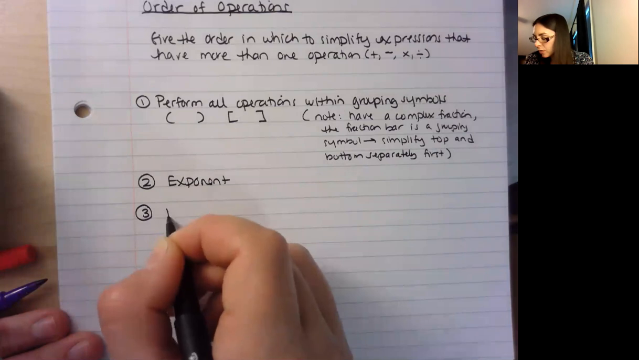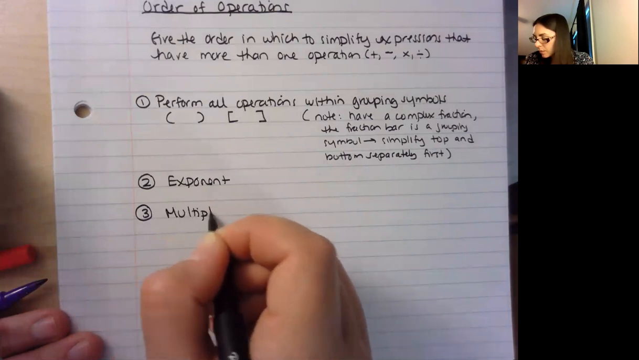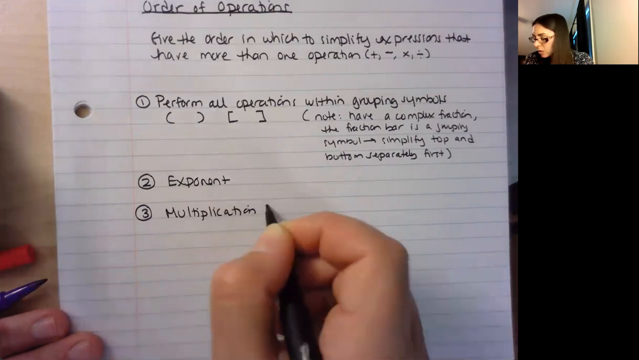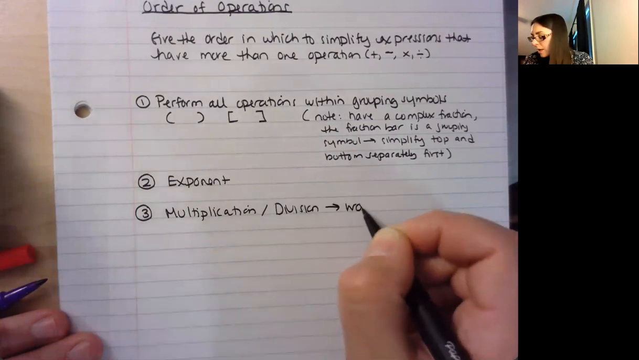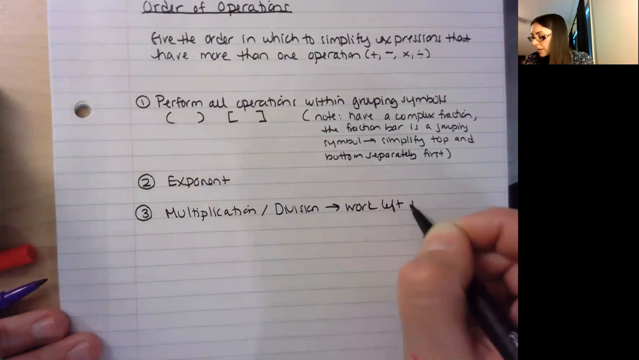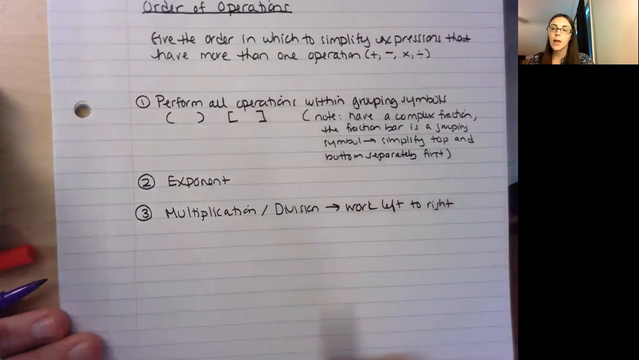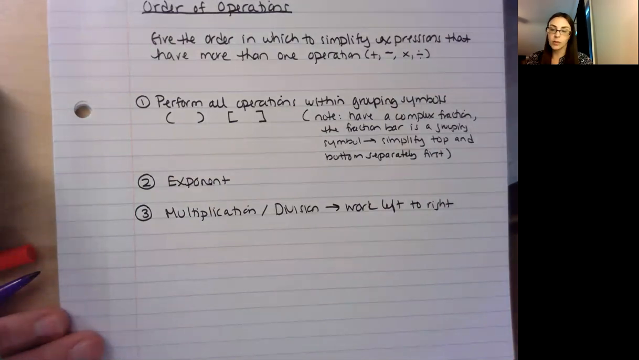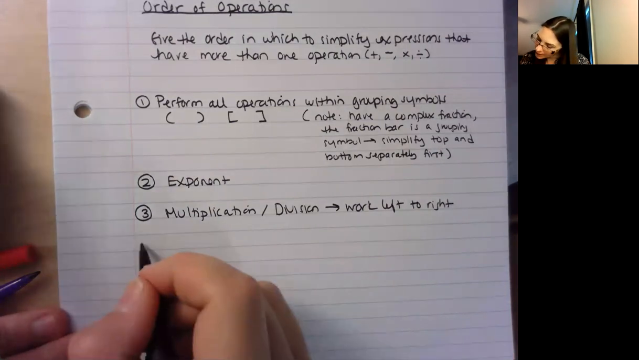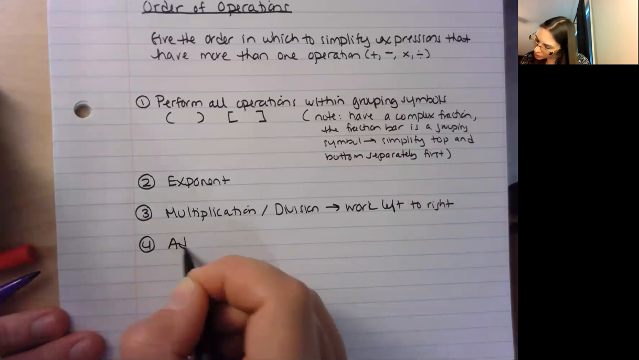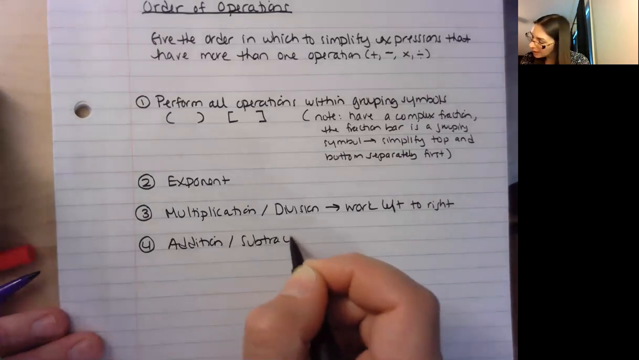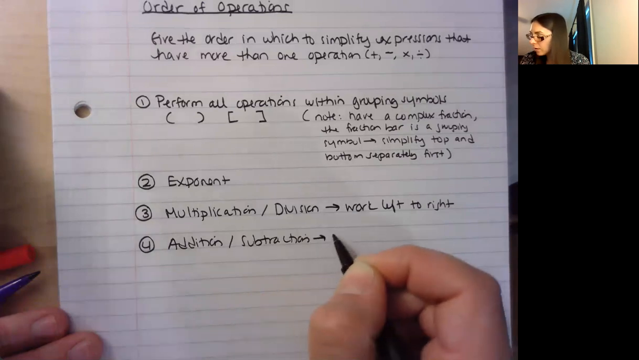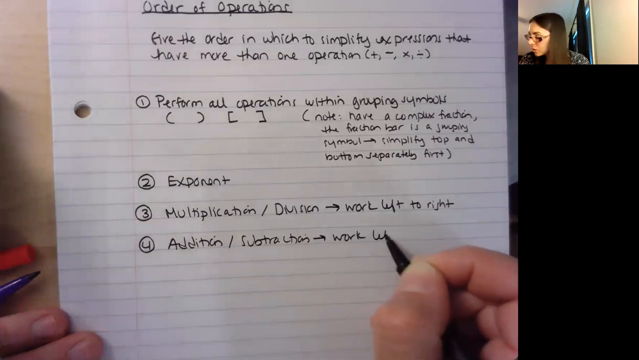Third, you simplify your multiplication and your division. And the key thing here is that you have to work left to right. So you do whatever comes first. Multiplying does not come before division. It's whatever comes first in the problem. They're equals. And then the last thing you're going to do is your addition and subtraction. And again, you do have to work left to right here.